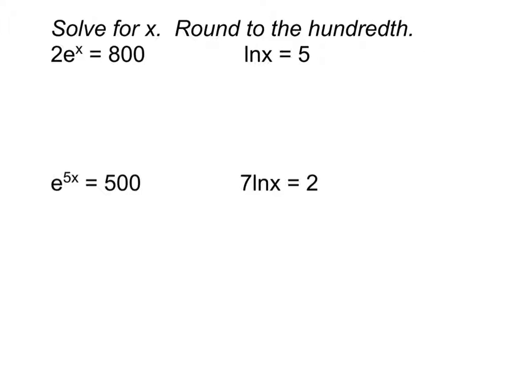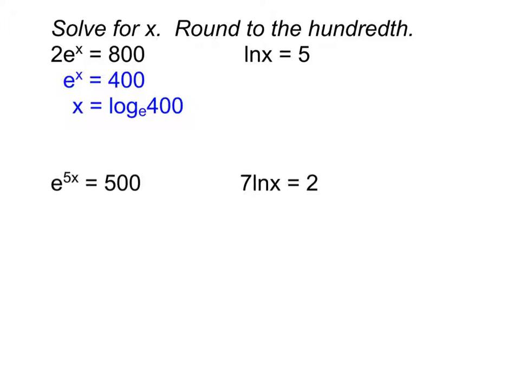All right, so we're now going to take a look at how to solve these. Just worry about the first one at the moment: 2e to the x equals 800. First up, let's get that exponential part by itself, which means getting rid of the 2. So we divide both sides by 2. I now have e to the x equals 400. I now need to solve for x, which is in the exponent. What do I use to solve for an exponent?